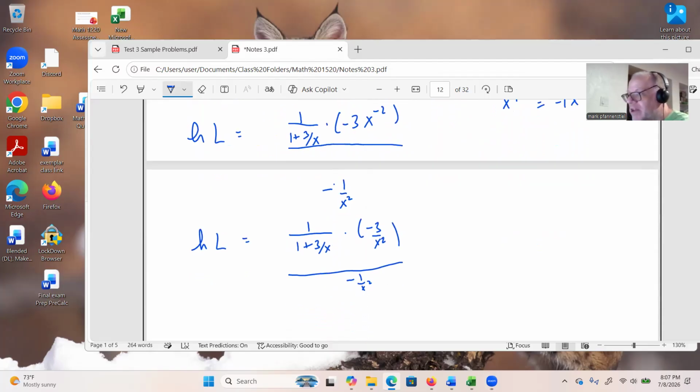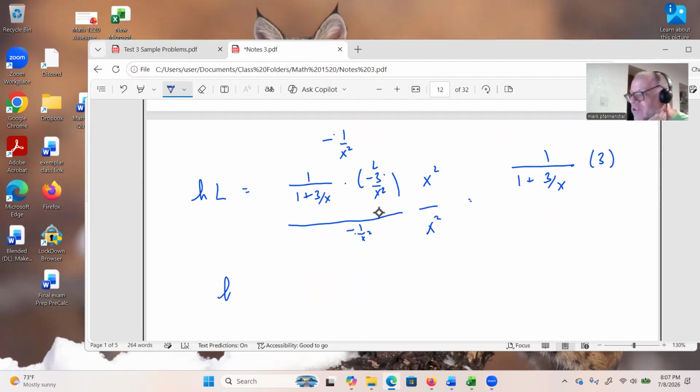Okay, so what I'm going to do here is multiply top and bottom by x squared. All right, that's going to cancel out on the bottom. I'm going to go ahead and make an executive decision to say the negative signs are going to cancel. The x squareds on the top are going to cancel. So we pretty much end up with 1 over 1 plus 3 over x. And I think we have times 3 as we're sitting here, right? Because we have this 3 sitting here. The negative signs canceled. So we have natural log of L is equal to 3 over 1 plus 3 over x. And of course, we have the limit as x goes off to infinity.